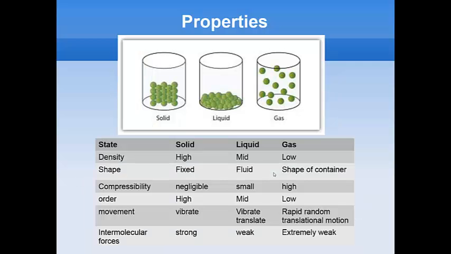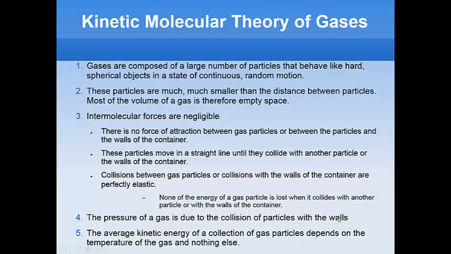The properties can be defined again in this table. So you're looking at things like the density or the shape, the movement. In a solid, they only have vibrational. In a liquid, they have vibrational and a little bit of translational. And in a gas, it's rapid, random translational motion. And that leads us into the kinetic molecular theory of gases.